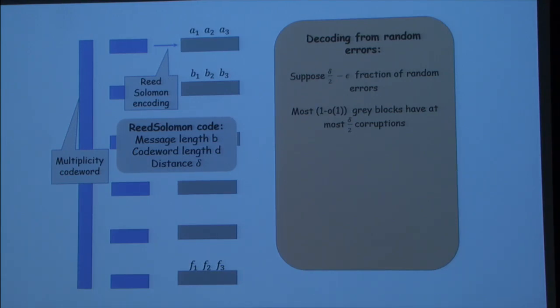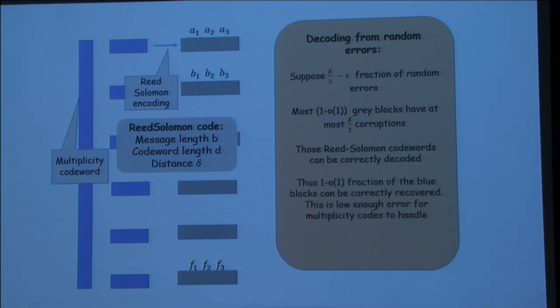Then most of these gray blocks, these Reed-Solomon code words, let's think of D being super constant. So most of these gray blocks will have at most delta over 2 corruptions, right? If overall the number of corruptions is a fraction less than delta over 2, just by a simple Chernoff bound, a 1 minus little o(1) fraction of the gray blocks will have less than delta over 2 errors. And whenever a gray block has less than delta over 2 errors, you can decode the gray block to find the true underlying blue block. So now, a 1 minus little o(1) fraction of the blue blocks can be truly recovered.